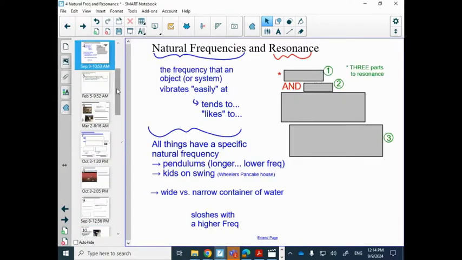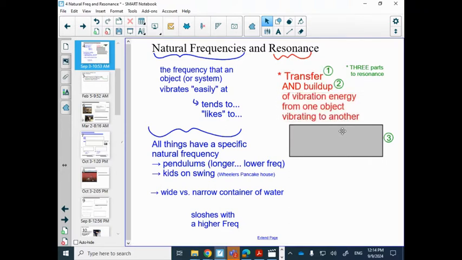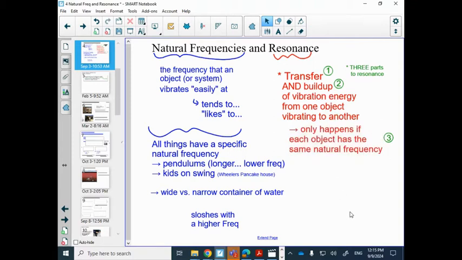Okay, and then transitioning over to resonance. Resonance is the transfer and build up. So there's three parts to this: transfer and build up of energy, so vibration energy going from one object into another. Okay, so transfer and build up of vibration energy from one object vibrating to another. And the third point is that it only happens if they have the same natural frequency. Okay, so that's your three parts to describing resonance.